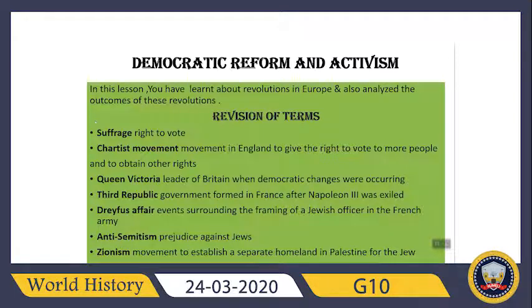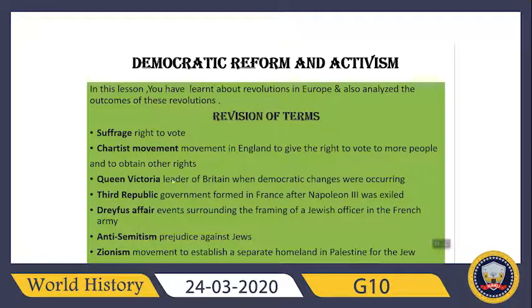Then there was a movement called the Chartist movement. That was also a movement that began in England to give the right to vote to more people and to obtain other rights. Then Queen Victoria. Queen Victoria was the leader of Britain when democratic changes were occurring. Then we have the Third Republic.